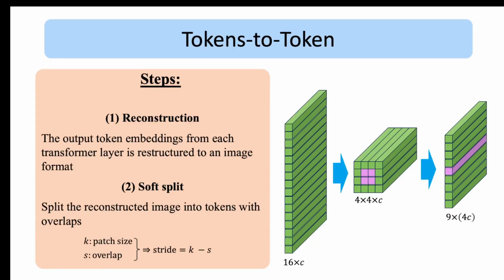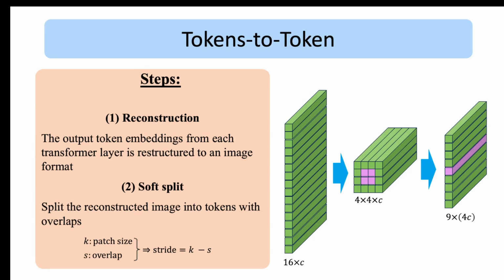The proposed tokenization process has two steps. Given an input sequence of tokens that has two dimensions, n by d, we first reshape that to form a 3D image-like structure with height times width times depth, where depth is the number of channels. Then, in the next step, we perform a soft split that breaks this 3D structure into overlapping patches, with patch size k and overlap s.